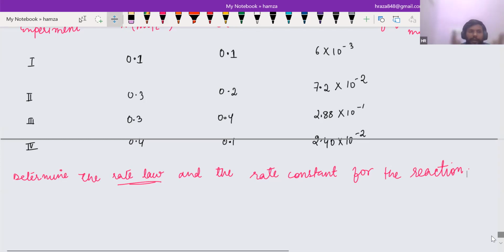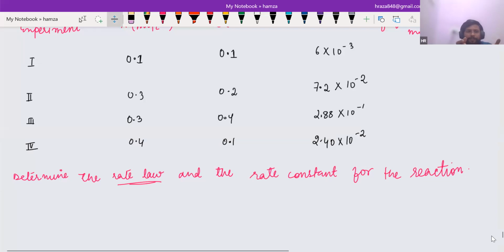I told you the experiment is given, and with the help of this, will you be able to calculate the rate law? And if you calculate the rate law expression, then you can easily calculate the rate constant. So please write this question up to this and let me know whether you will be able to solve it or not. There are two ways to solve it.